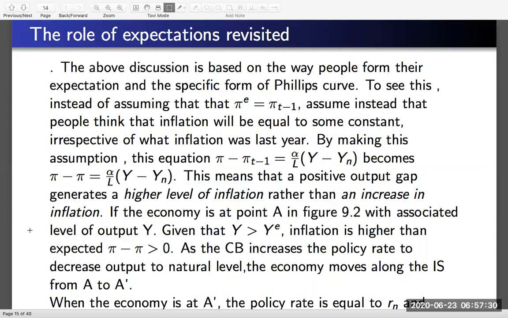If the economy is at point A in figure 9.2 with the associated level of output, given that you are above potential, inflation is higher than expected. As the central bank increases the policy rate to decrease output to the natural level, the economy moves along the IS curve. Remember, when you change the policy rate, which is on the axis, it is a movement along your IS curve. So when you are interpreting your answers in the exam, I need you to remember, if you are talking about the policy rate, that is a movement along the IS.